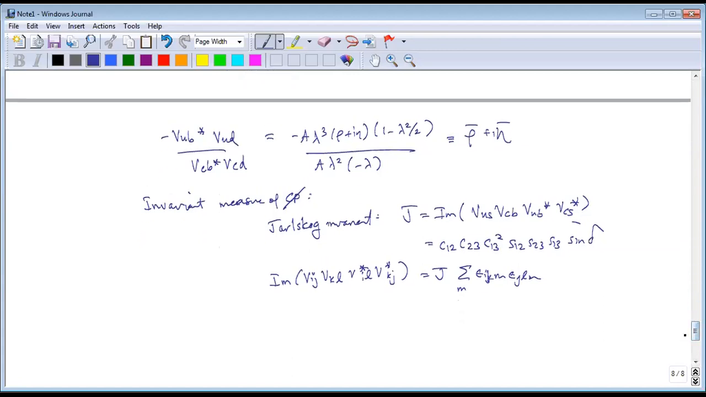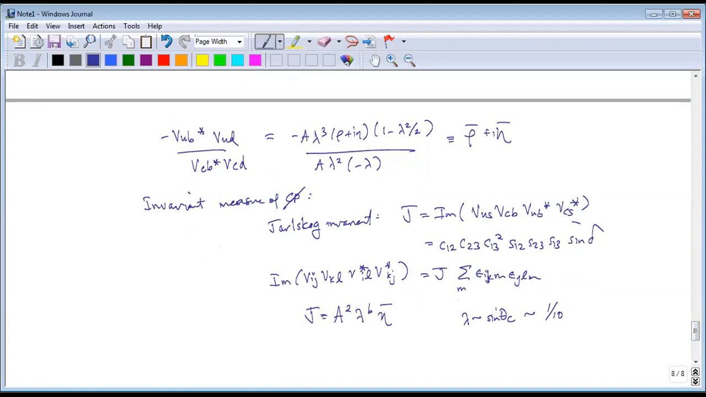And what we can see is if we put the Wolfenstein parameterization forms in there, this goes like A² λ^6 times eta bar. And this is important because remember, lambda is a small quantity. Lambda is of order the sine of the Cabibbo angle, which is basically about a tenth. We actually know this much better than that. I'm just giving you some squiggle estimates just to get a feel for it. So this is a small object.